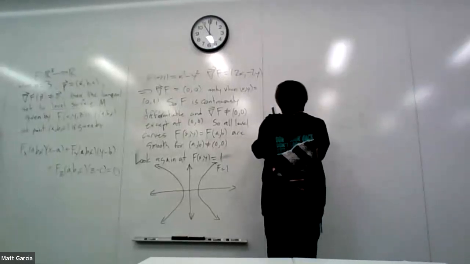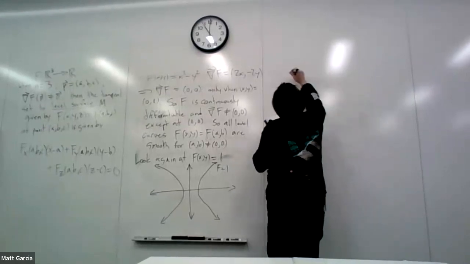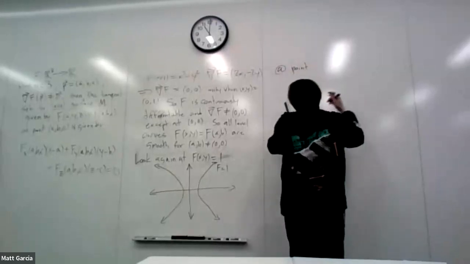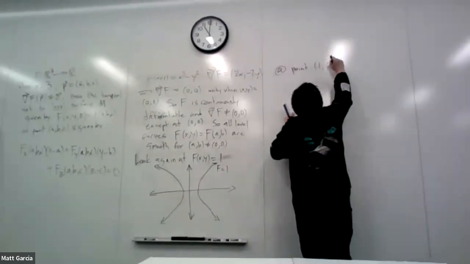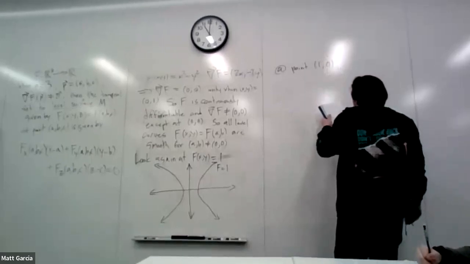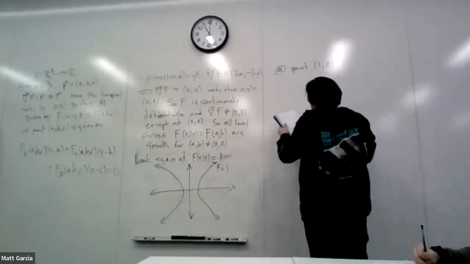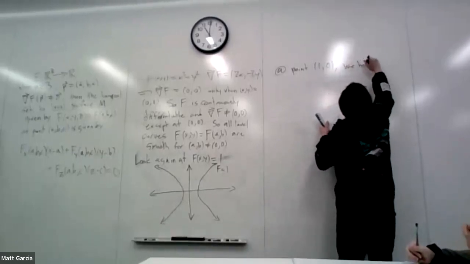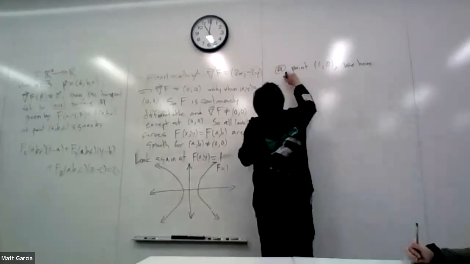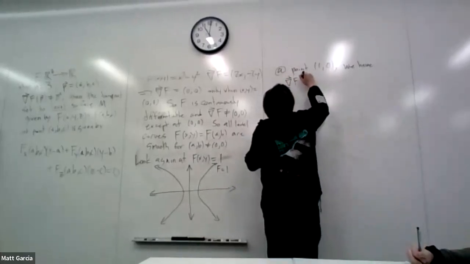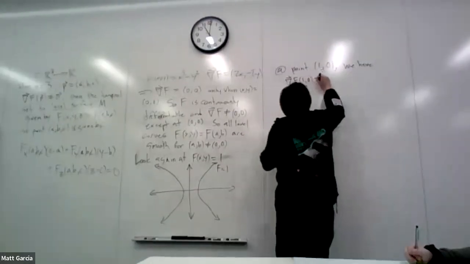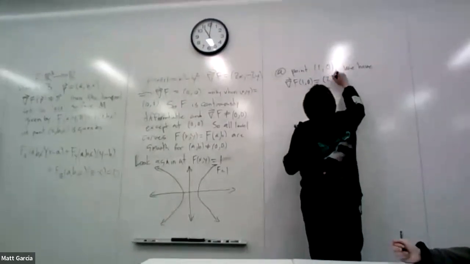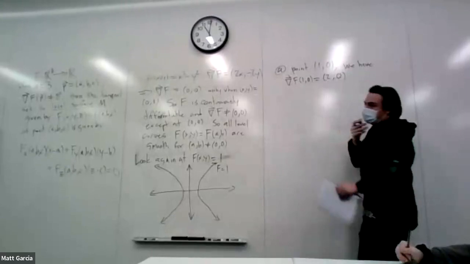So why don't we look at the point 1 comma 0. We have the gradient of f evaluated at 1 comma 0 is equal to what? 2 comma 0, right? Just plugging in x and y.